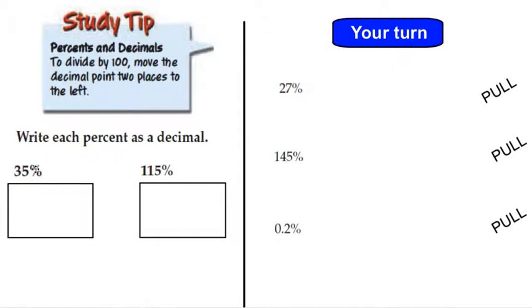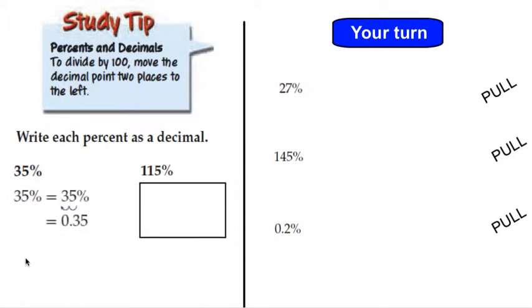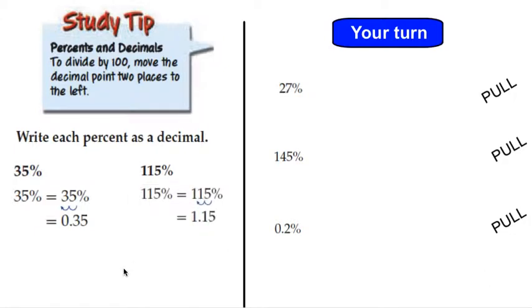Well, 35%, remember we're going to start here, divide by 100, move the decimal 2 to the left, which gives us 0.35. Because this one's over 100%, we'll get a number bigger than 1. So moving 2 to the left, we still get 1.15. Go ahead and pause the video and try these 3 on your own, and I'll give you the answers when you come back.